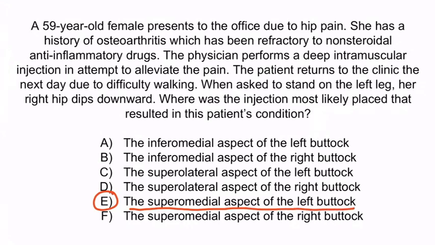The inferomedial aspect of the left buttock can damage the sciatic nerve due to its large size, but this would not result in a positive Trendelenburg sign, so A and B are incorrect. The superolateral aspect of the left buttock is the ideal location for these types of injections, so C and D would likely have not resulted in a positive Trendelenburg sign. So C and D are incorrect. F is incorrect because the patient would have presented with a positive Trendelenburg sign on the opposite side. So again, the correct answer is E.